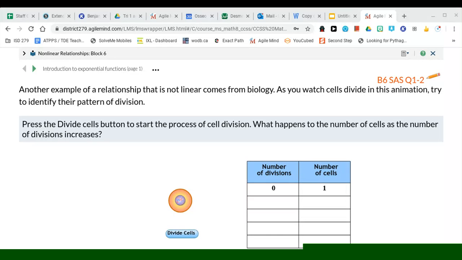We are going to get into nonlinear relationships, block 6. Now, this is the last lesson in your nonlinear relationships, and then you will take a quiz. Another example of a relationship that is not linear comes from biology.